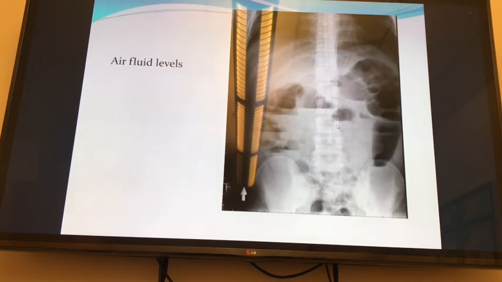Air fluid levels. So you see these straight lines. This isn't an upright x-ray, so that's a fluid level, and that's the air in that loop of bowel.